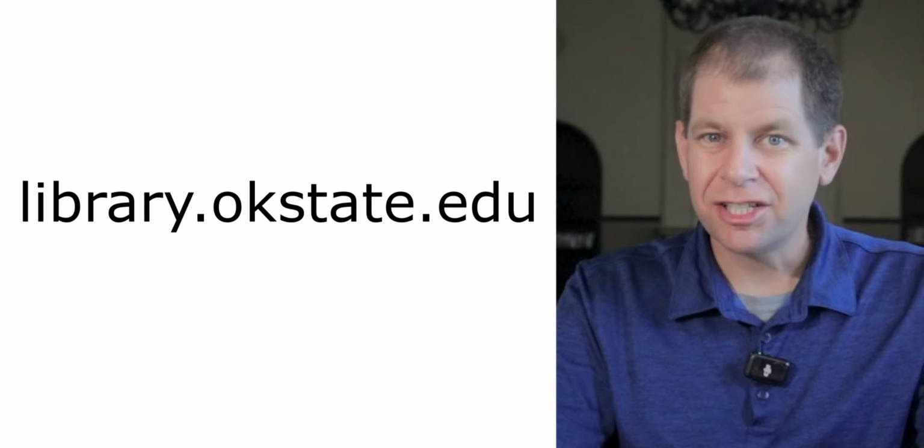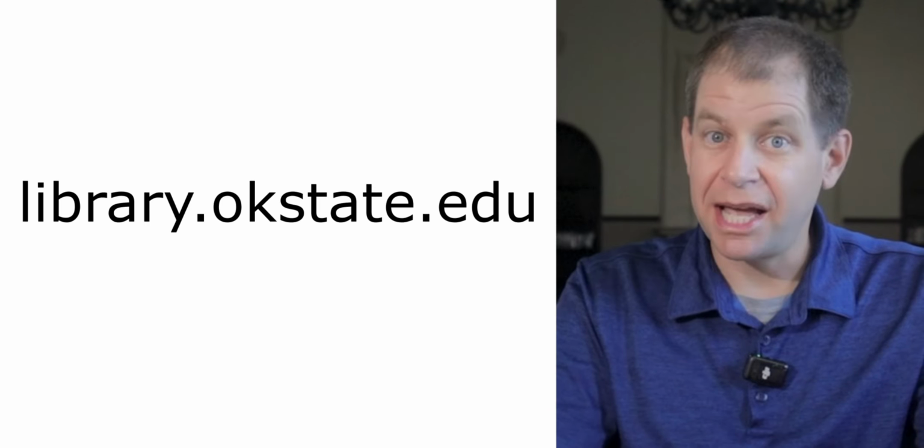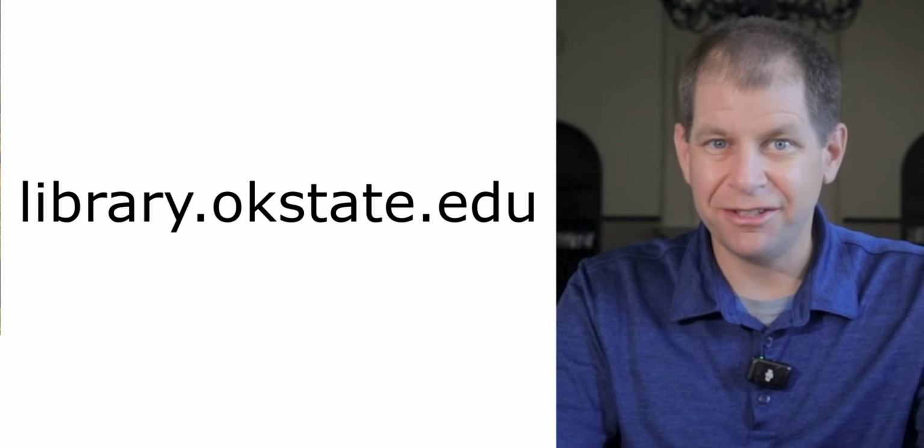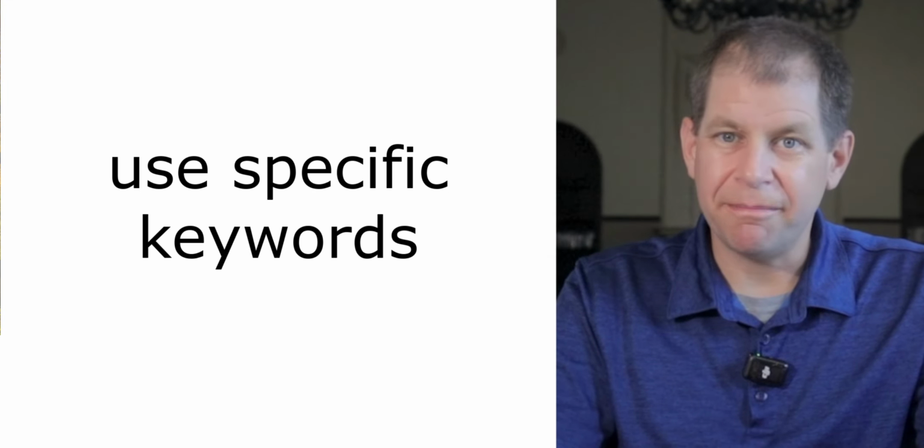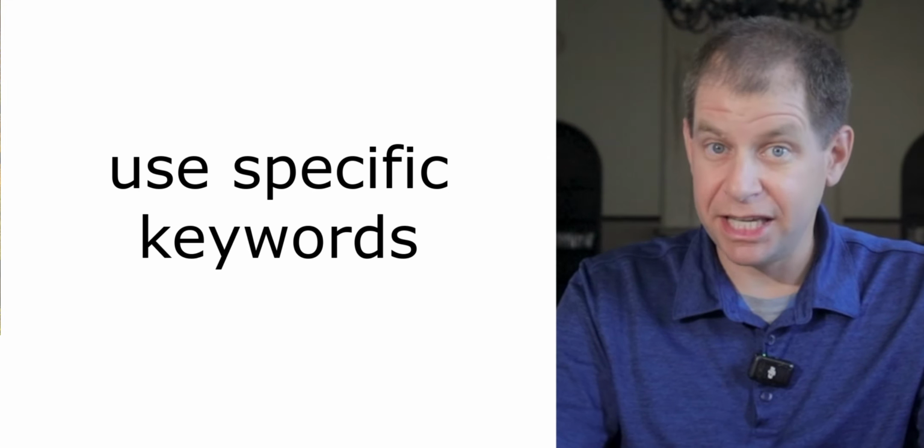While the library search looks similar to Google and other search engines, it functions a bit differently. Here are a few tips to help you search more effectively and find the research you need faster and easier. Start by visiting the library's website, library.okstate.edu. The first thing you can do to get better results is use specific keywords.